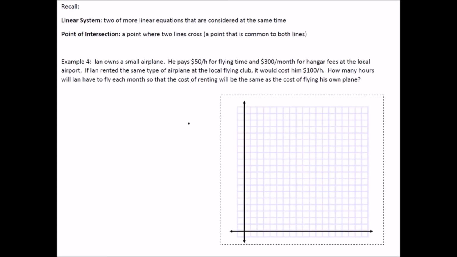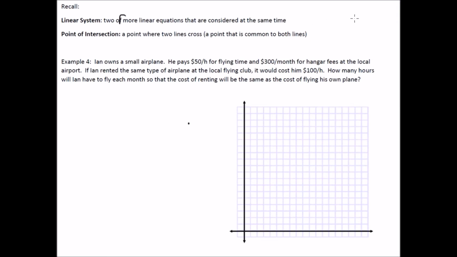Okay, let's recall what a linear system is. A linear system is two or more linear equations that are considered at the same time. So what we're going to take a look at is when we have an X and Y axis and we plot both of the linear equations, we're going to look for the point of intersection. Just like in grade 9. The point of intersection is a point where two lines cross. So that point is common to the first line and common to the second line as well.